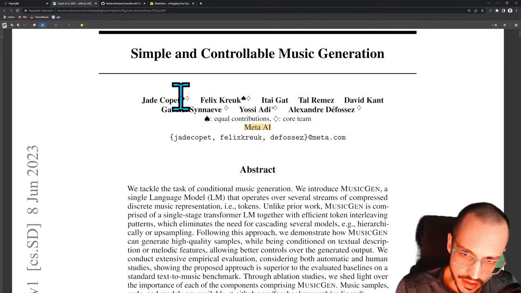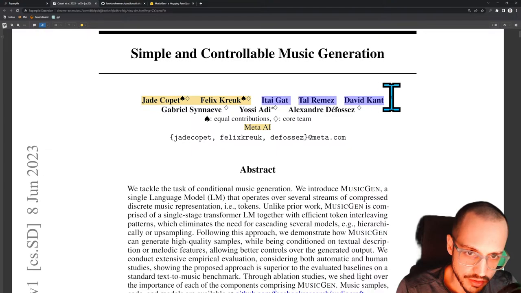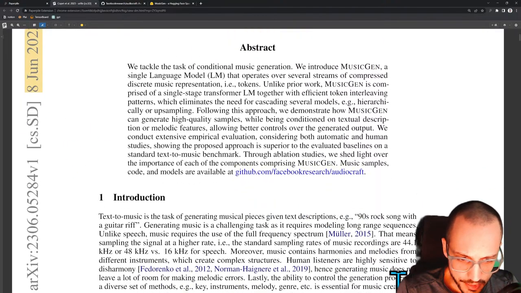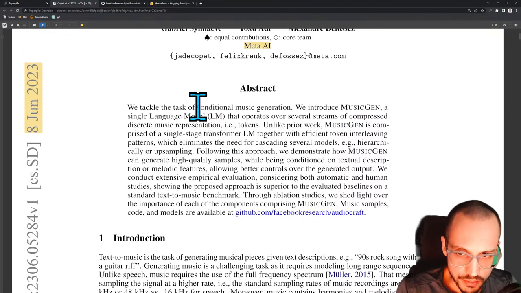I love the little spades and clubs, I think these are called. Hearts, maybe. But it lets you know who did the work. Seems like these people were the main contributors here, and then the core team, I don't know what that means, so I guess they're kind of throwing these people under the bus here. Itai Gat, Tal Remez, and David Kant. But this is a relatively recent paper. I think it came out sometime last week, and it's about conditional music generation.